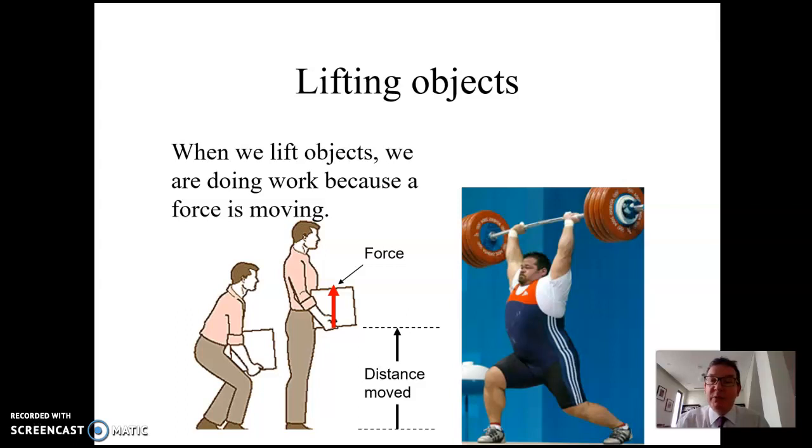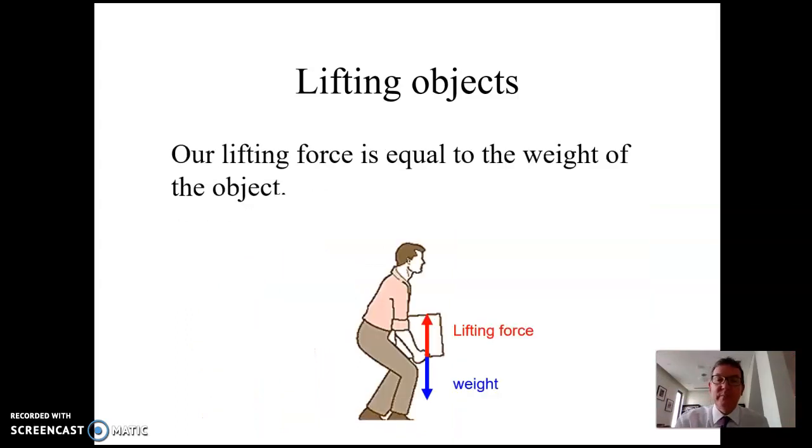And if you think about it, when we do that, we're converting the chemical energy in our body into gravitational potential energy. At some later date, if we were to let go of the weight, that gravitational energy would then change back into kinetic. You can see where we're going with this, can't you? Of course, the force we use to lift is equal to the weight. So once we're moving that weight upwards at constant velocity, remember, at constant velocity there's no resultant force, so the weight downwards must be equal to our lifting force.